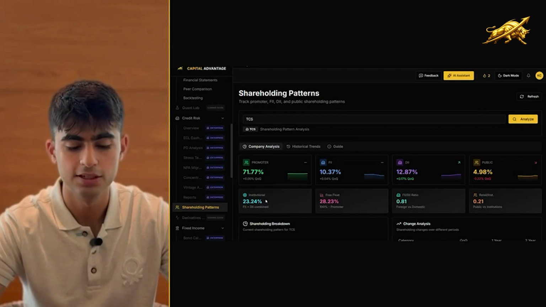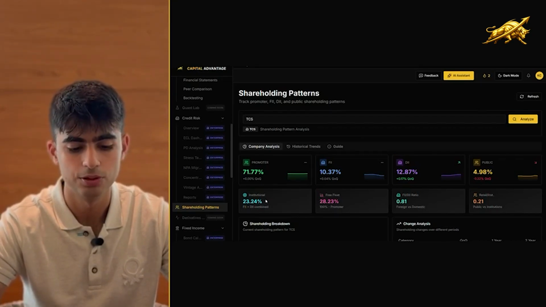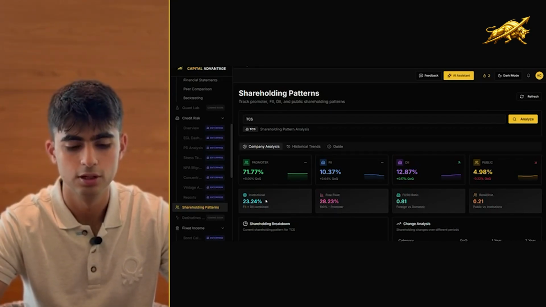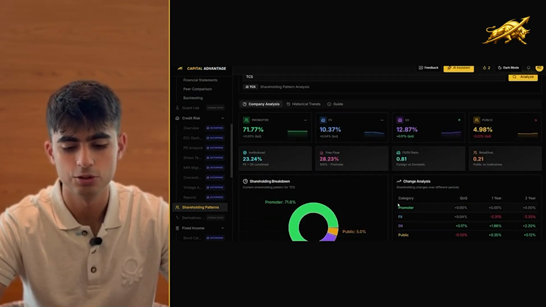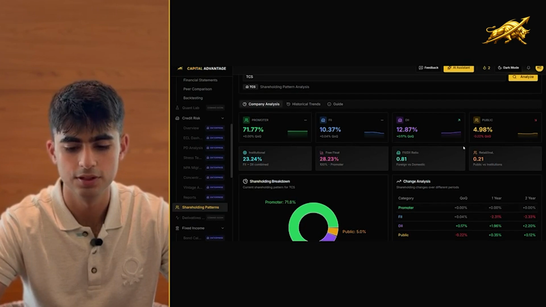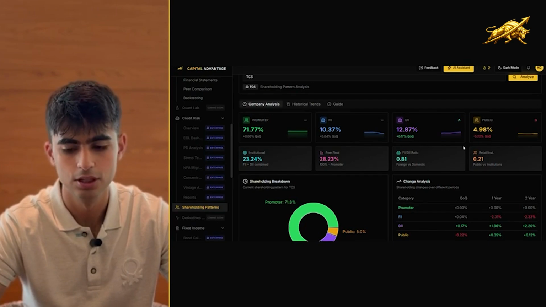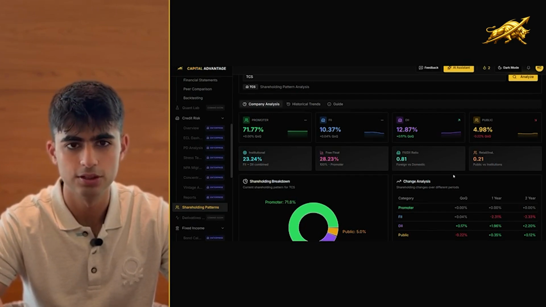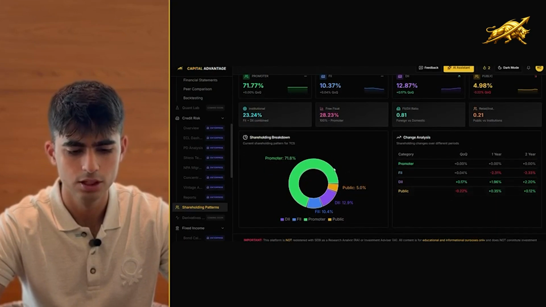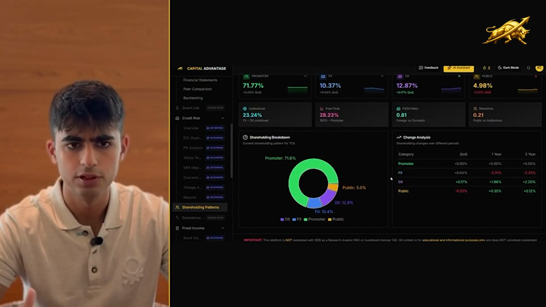We see the combined institutional ownership is 23.24%, and the free float of shares, which in other words is how much the promoters don't hold, is 28.23. And we see the ratio of foreign investors compared to domestic investors in the FII to DII ratio. And we have another ratio, which is retail to institutional ownership. We also have a donut chart of everything we saw above.